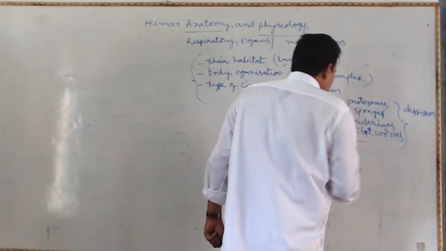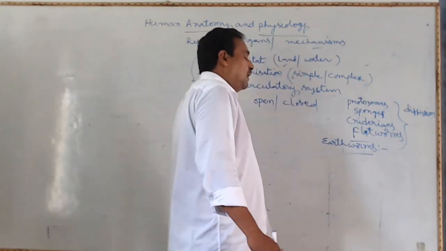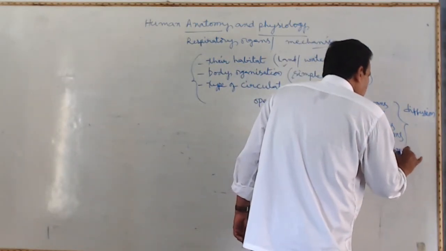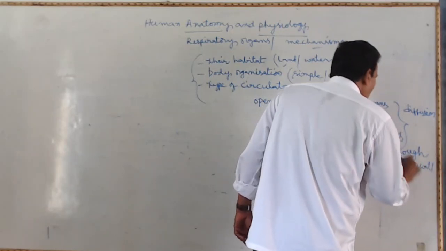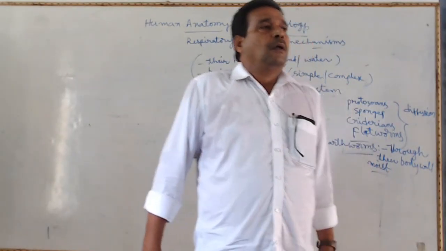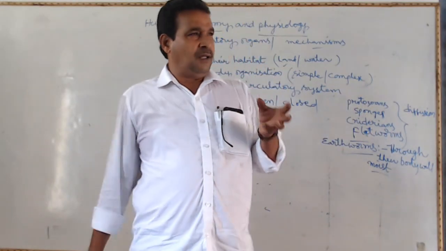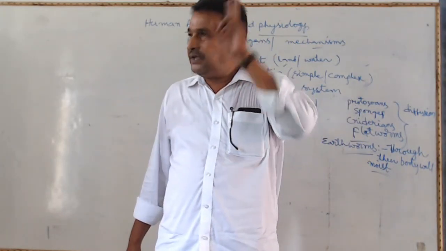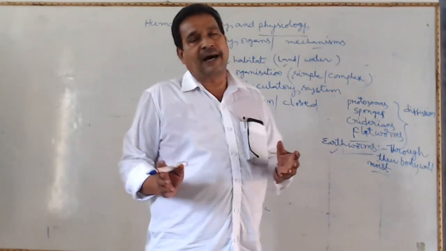And earthworms, body wall. The muscular body wall of earthworm is always moist in nature, and the body wall is richly supplied with blood capillaries. These two conditions are very much essential for the exchange of gases. So through diffusion, no specific respiratory organs.